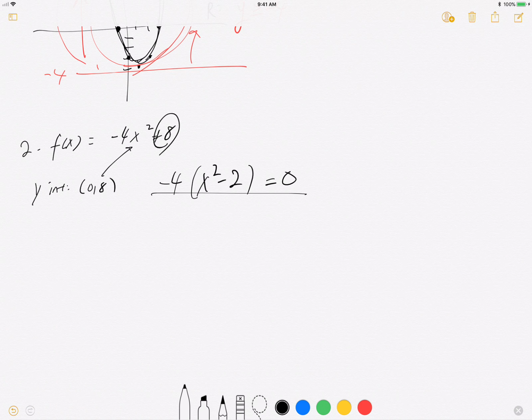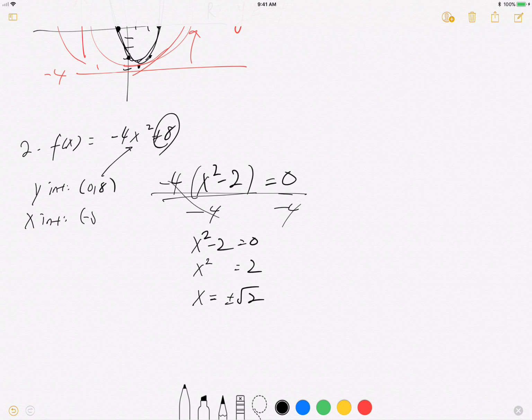And if I were to set this equal to 0, I would get those two x-intercepts. Now here, I can just divide both sides by negative 4 and cancel these out. X squared minus 2 equals 0. X squared is equal to positive 2. So x will equal plus and minus root 2. Now during the test, I told you that you will be able to use your scientific calculator. So the x-intercepts, I would write as (negative root 2, 0) and (positive root 2, 0), which is the same thing as saying (1.414, 0) and (negative 1.414, 0). So I've identified those two.